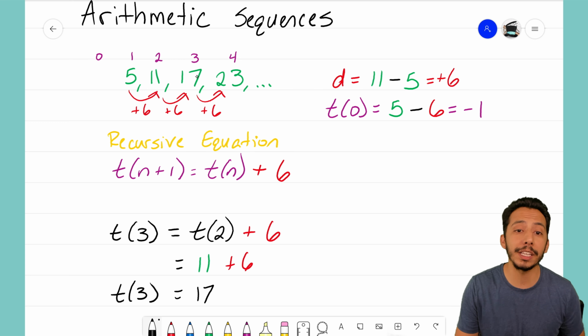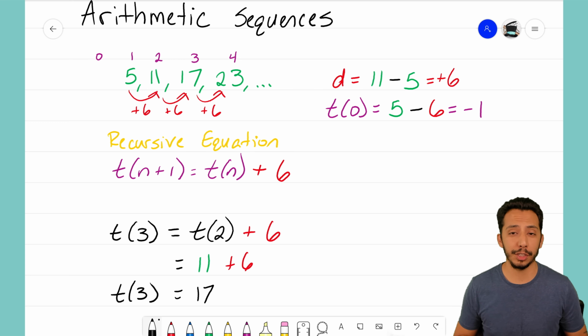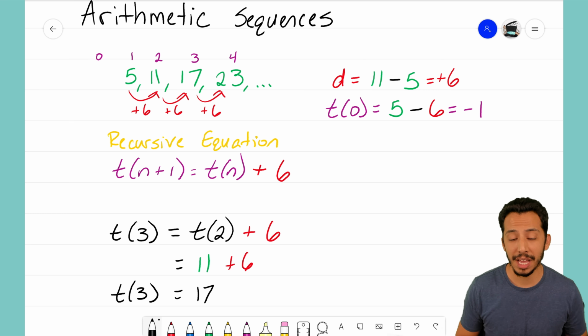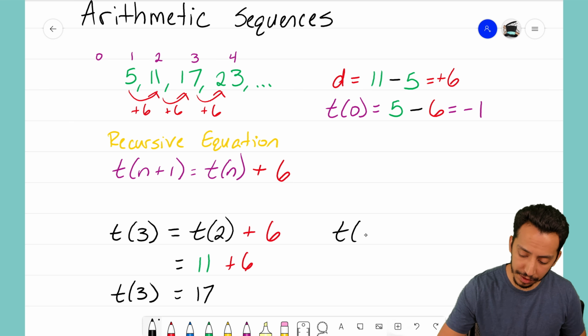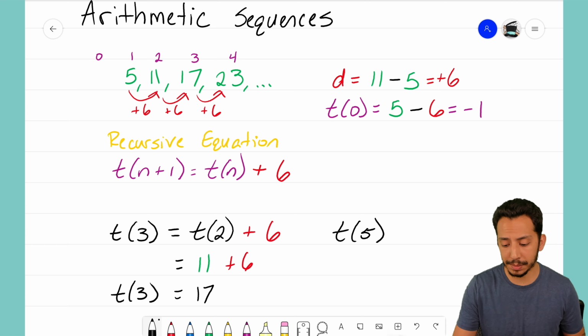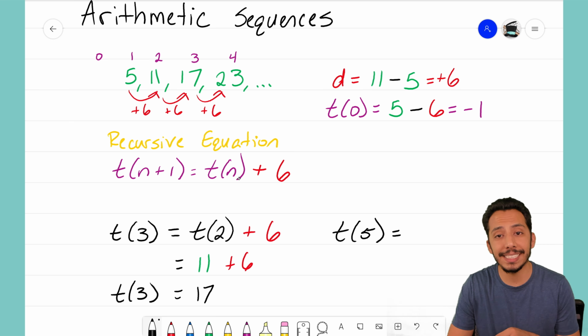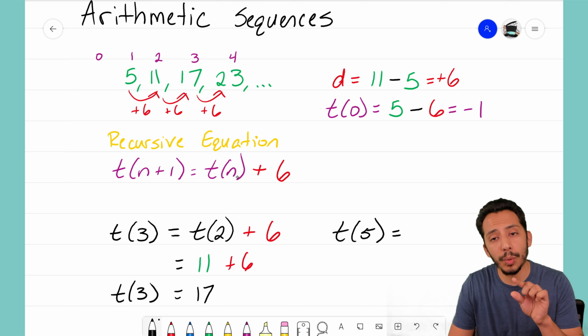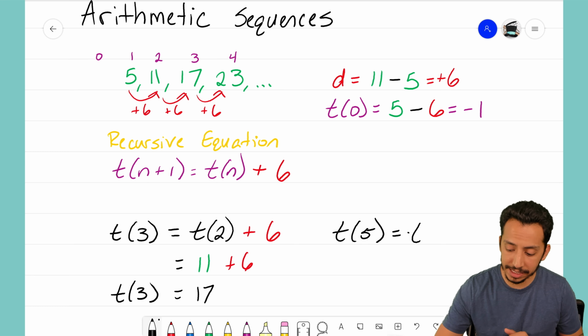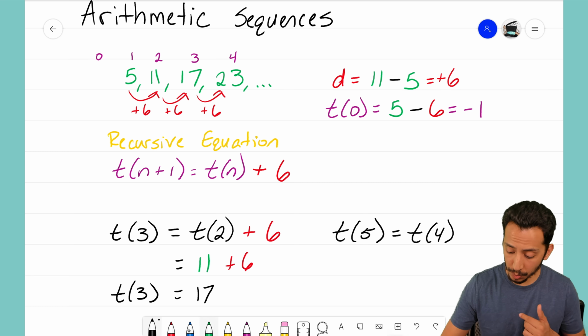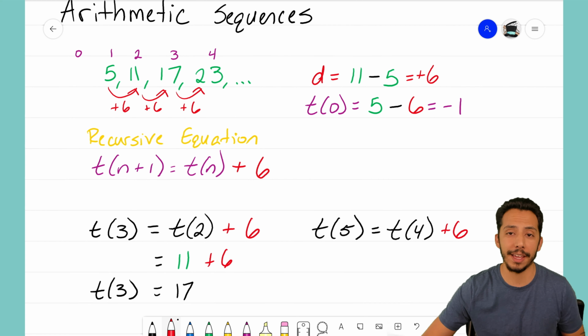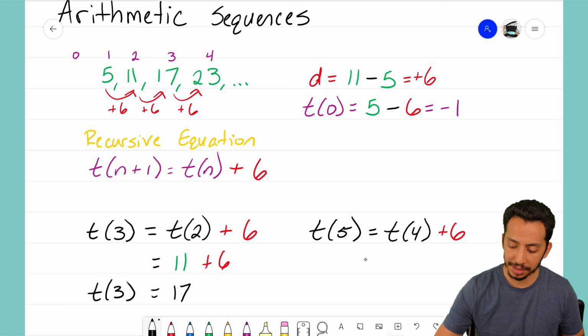Now, of course, we can see that just by looking here, but that's the benefit of using the recursive equation. It's a bit simpler than using the explicit equation. Now, let's say I wanted to find the fifth term. We don't know what the fifth term is yet by looking at this sequence, but to find it, my recursive equation says I need to take the term one less than it, t of n. In this case, we look at the fourth term, and we're still going to add our common difference to that.